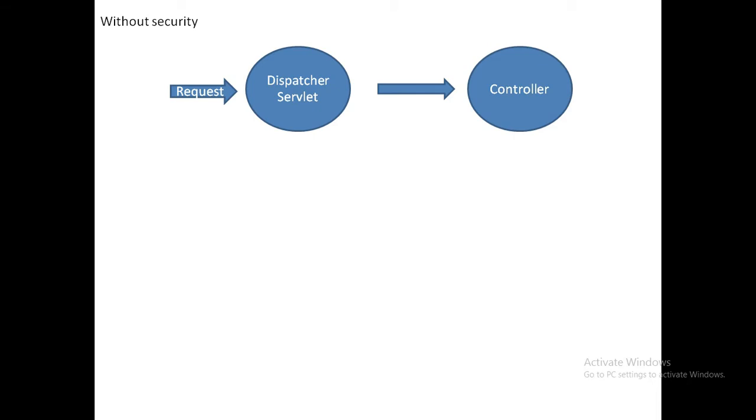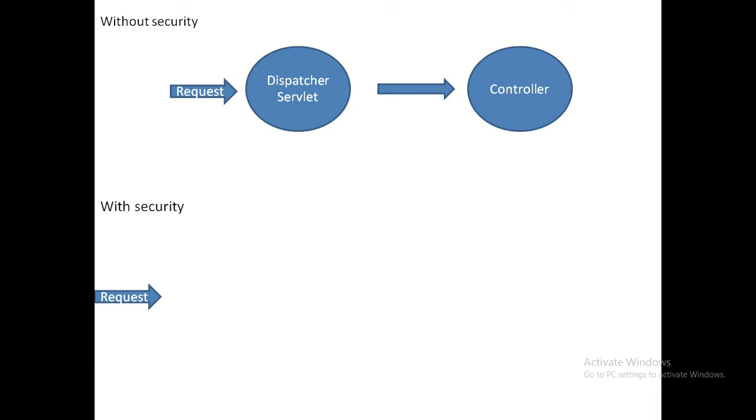Now let's check the secured application. In the application without security, the request goes to the dispatcher servlet. But what I want is, before the request goes to the dispatcher servlet, I want some checks there. I want some security which validates our request, and if the request succeeds that validation, only then does it come to the dispatcher servlet.